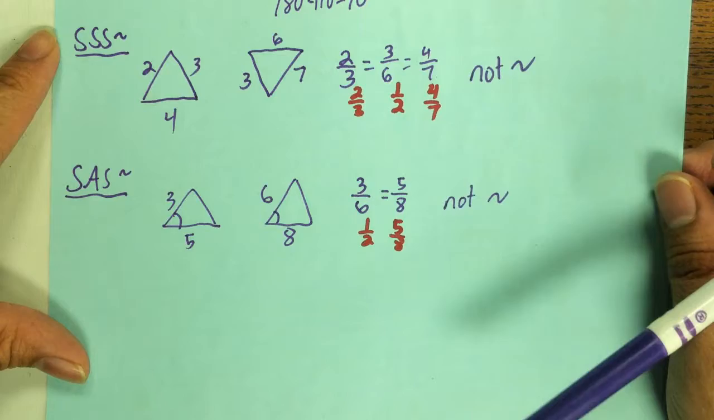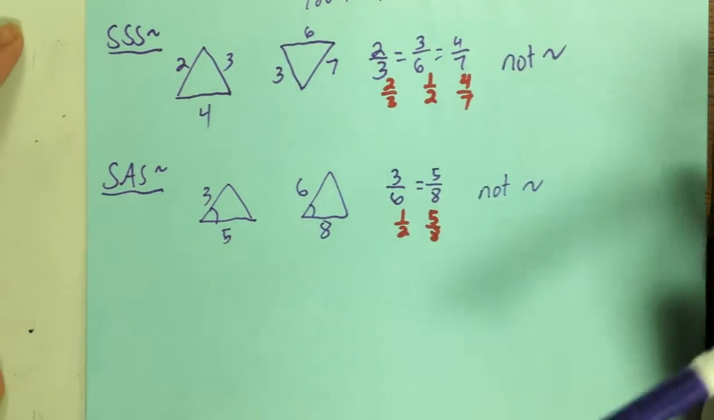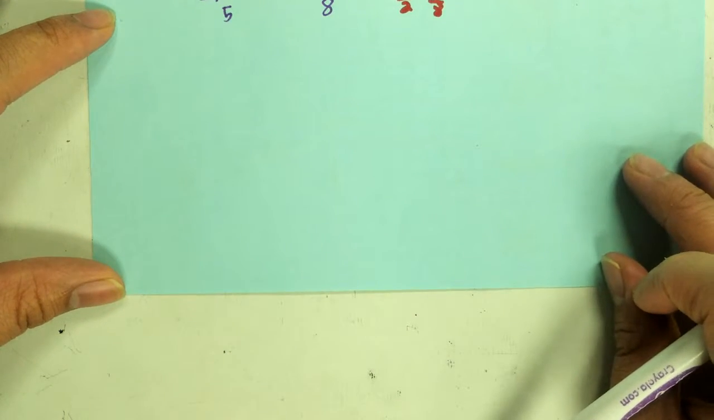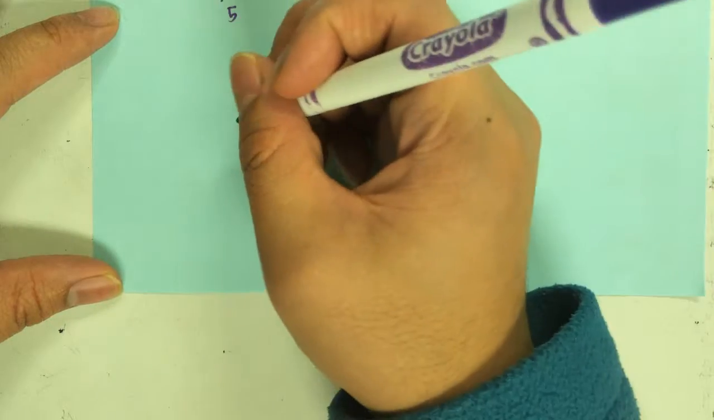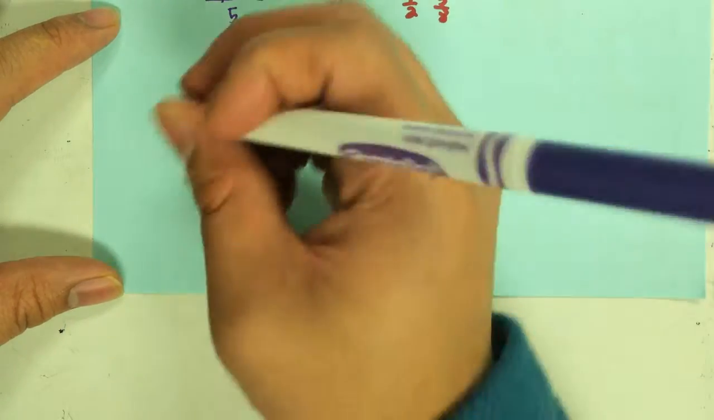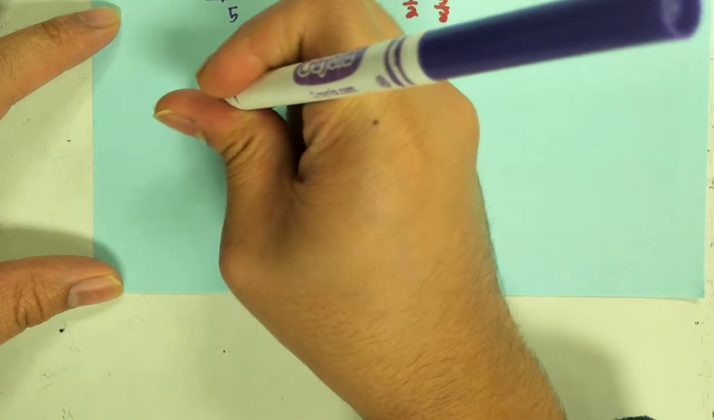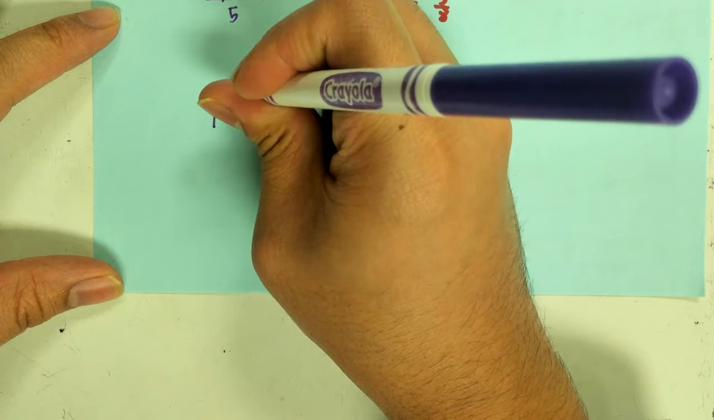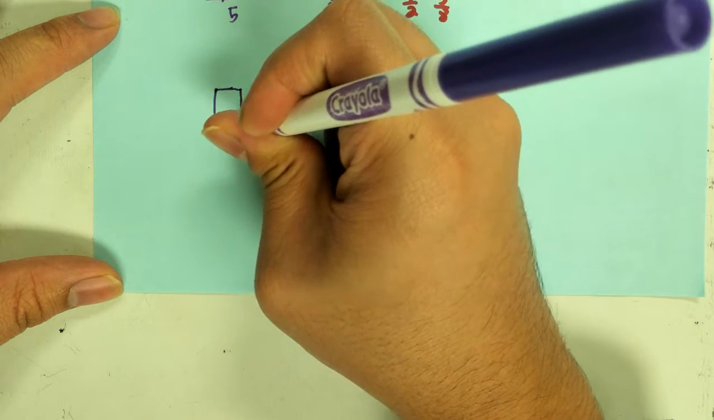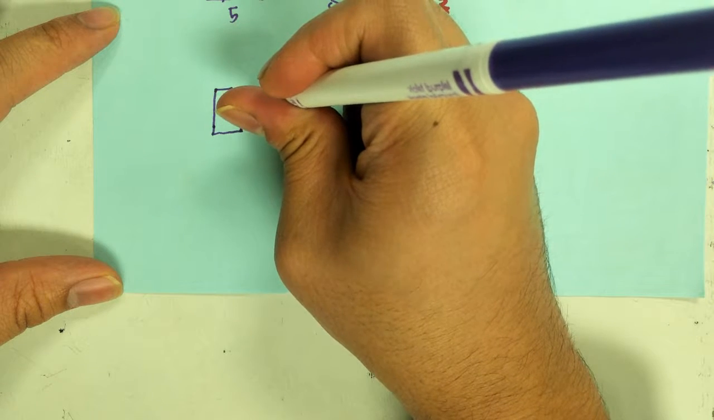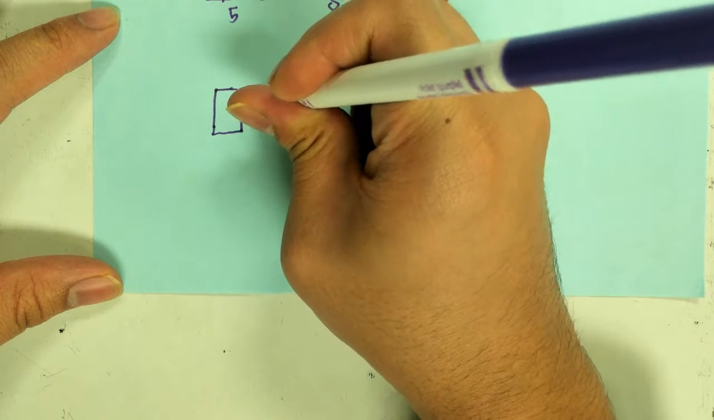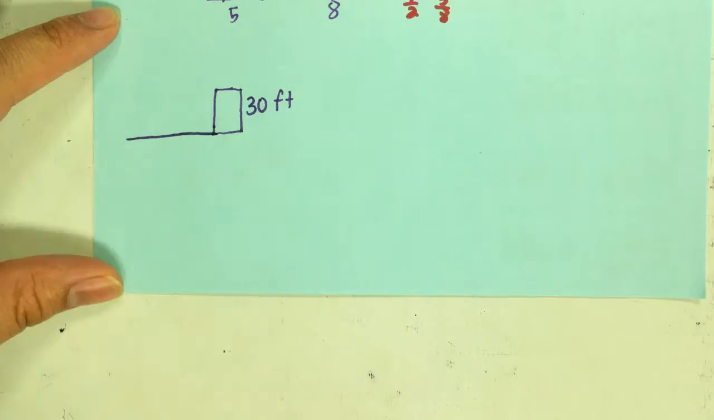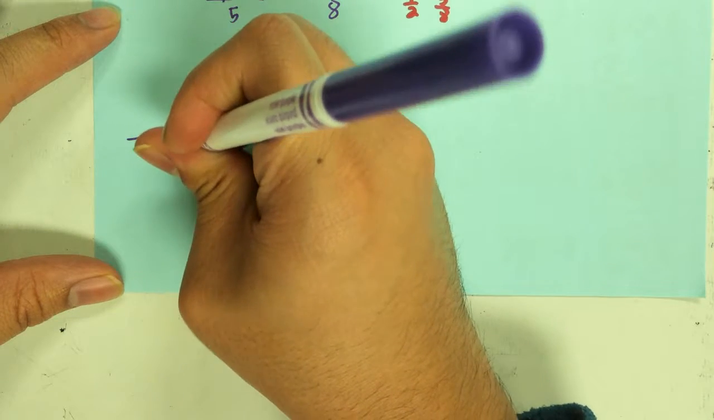Okay, last thing I would want to show you is how to use proportions to solve for a missing side. Suppose we have this scenario where we have a building. Here's a building that's 10 feet. No, let's make it 30 feet tall. And it has a shadow of 50 feet.